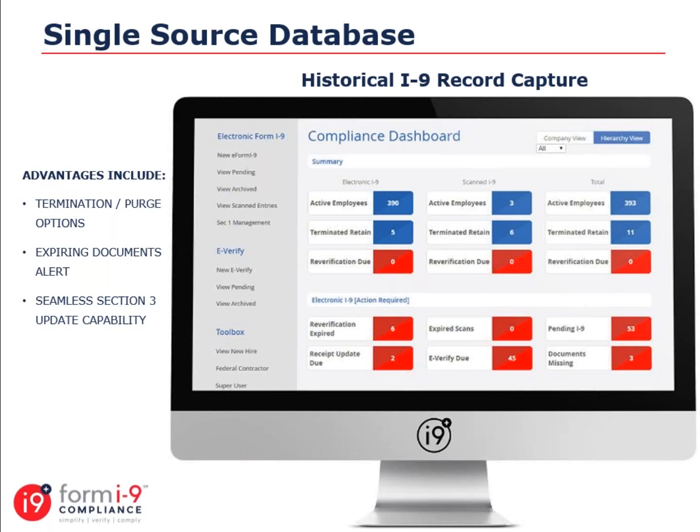Down below, re-verification expired, both electronic and with scans, means the work document was not updated timely, and you have somebody on your payroll that has an expired document whose I-9 record hasn't been updated. Remember, we have seamless Section 3 update capabilities on the electronic I-9 and also on the scanned records. Those would be updated electronically as well.